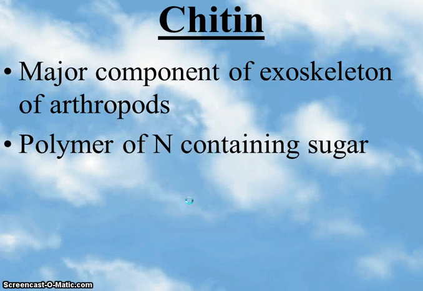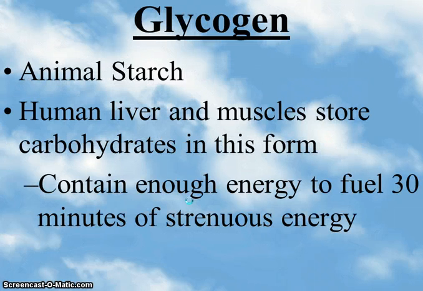We have two other things to talk about. We have chitin, which is found in the exoskeleton of arthropods. It is a sugar that contains nitrogen, and that is what you hear crunch when you squash a bug. Glycogen, like I said, is animal starch, and that is found in human liver and muscles, and that's how our body stores carbohydrates.